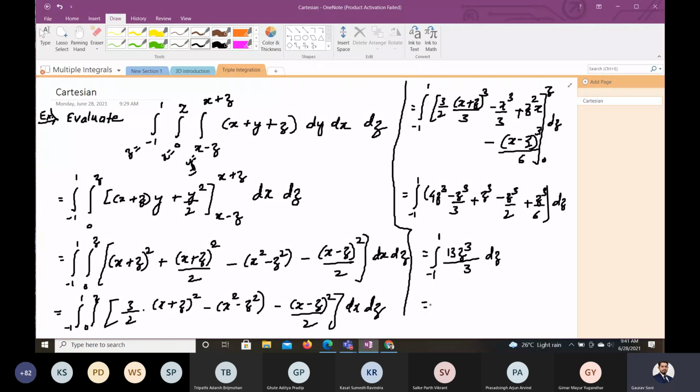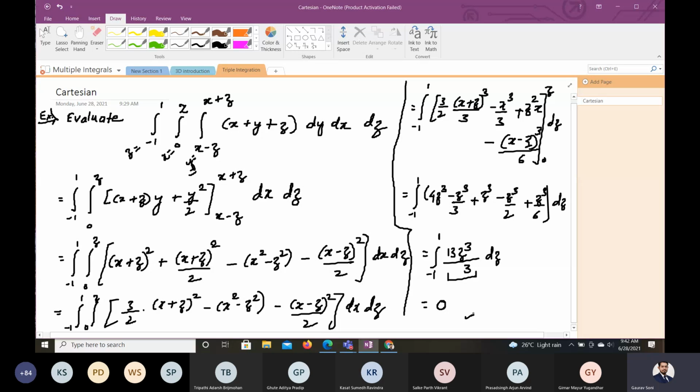You have given J. You should be zero. Yes, exactly. Why zero? The limit is minus 1 to 1 and there is an odd power. Yes, sir, odd power. This function is an odd function. So f of minus z is equal to minus f of z, and the limit is from minus a to plus a. So the answer is 0.